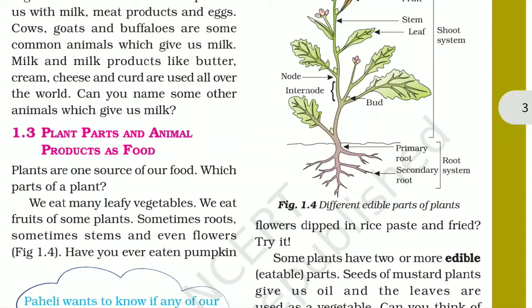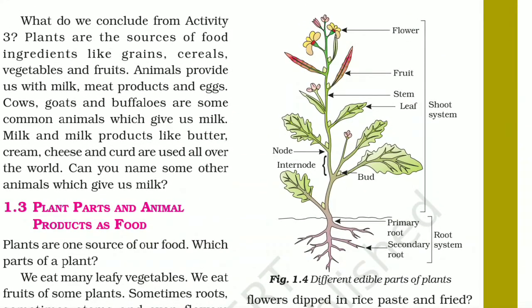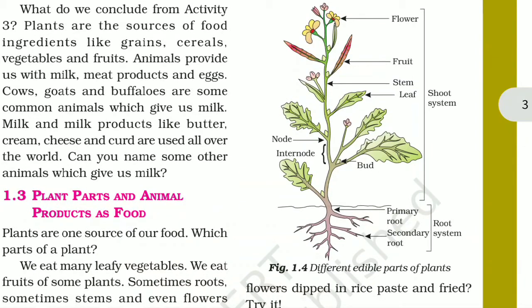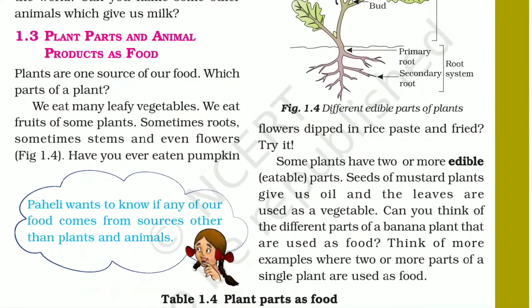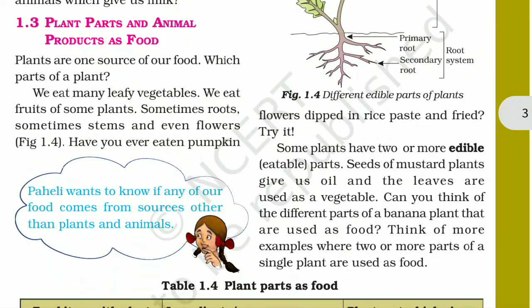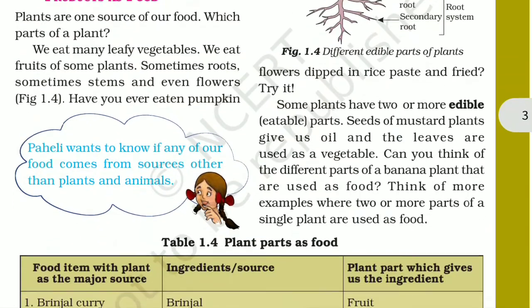Let's start with 1.3, plant parts and animal products as food. Plants are one source of our food. Which parts of plants? There are many parts of plants, right? Roots can be eatable, or leaves can be eatable, fruit can be eatable, and flowers can also be eatable. So Paheli wants to know whether any of the other food comes from other plants and animals.